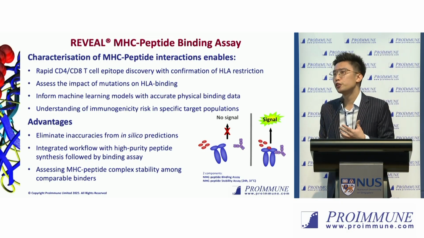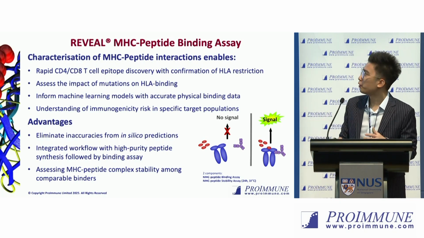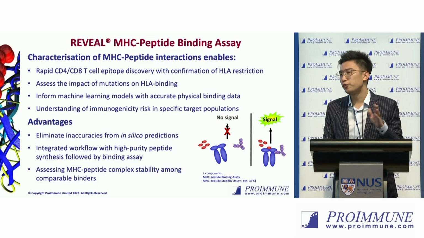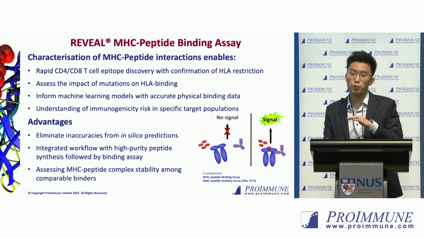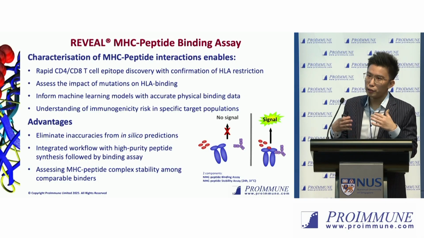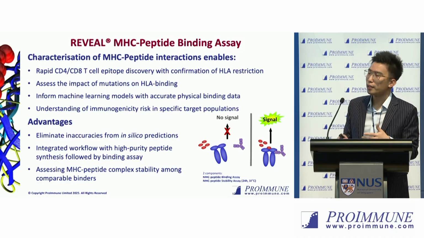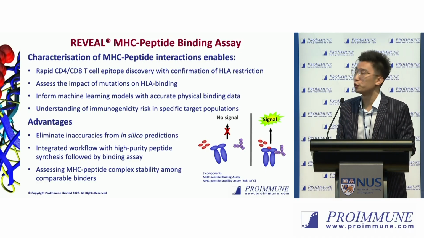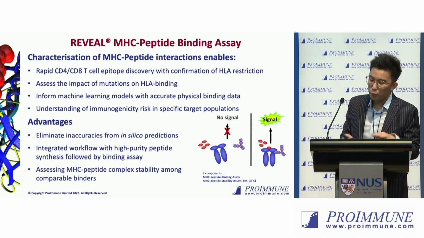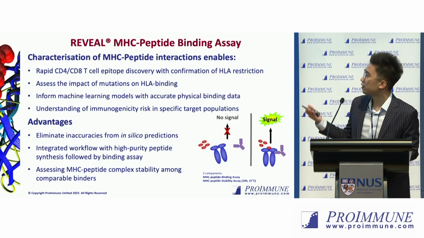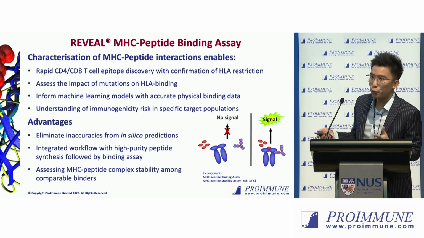Some key advantages of using this assay with us are that you can eliminate inaccuracies from in silico predictions. Another thing is that it's also a free-of-hassle process. What I mean by that is you don't have to provide any materials, and no logistics are required on your end. We have an integrated workflow that can synthesize high-purity peptides at our end, and then we screen them in our physical binding assays to look for the HLA restrictions to the epitopes of your interest. In the event where there are comparable binders with similar binding characteristics, we can go a step further to look at the MHC-peptide complex stability as well. There will be a case study afterwards to show you how that can be done.